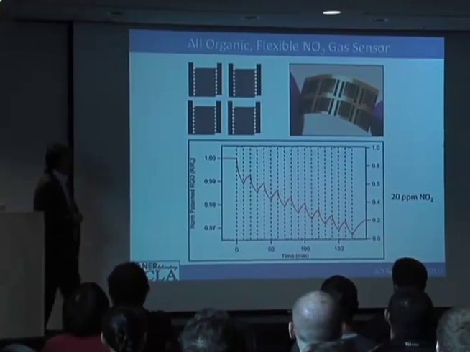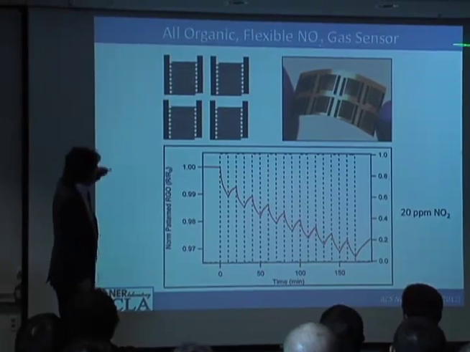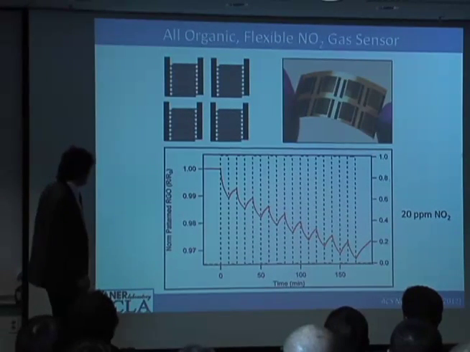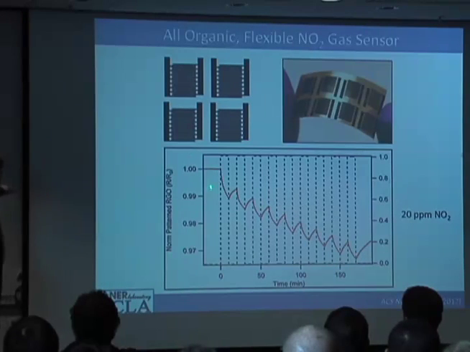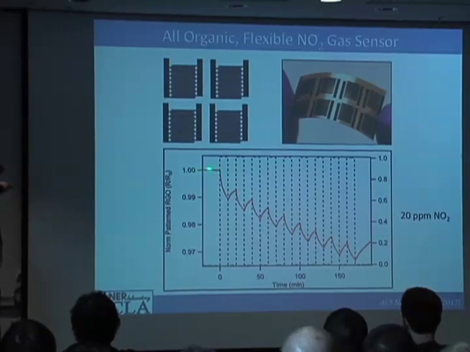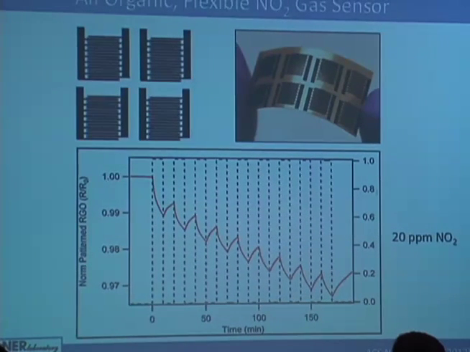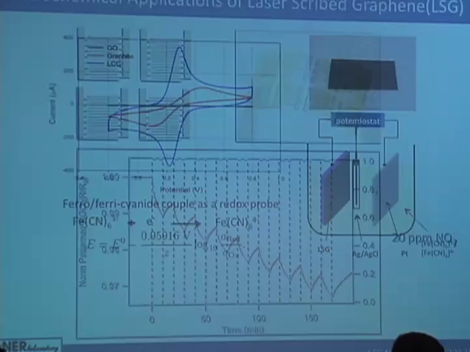Now, we also can print interdigitated electrodes. So here's the graphite oxide on plastic, and we print a bunch of interdigitated electrodes. And we ran, in this case, NO2, and you'll recognize this at room temperature. You get this nice response, but a drifting baseline. Okay, so you can make sensors and other electronic devices.